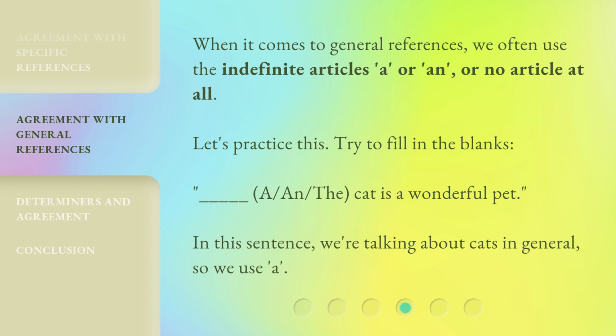When it comes to general references, we often use the indefinite articles, a or an, or no article at all. Let's practice this. Try to fill in the blanks. "Blank, a, an, the cat is a wonderful pet." In this sentence, we're talking about cats in general, so we use a.